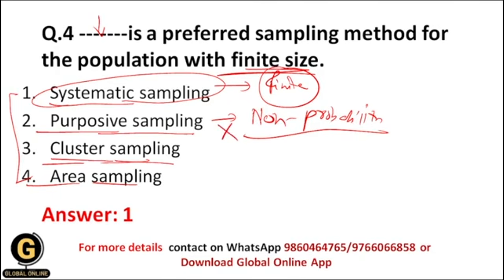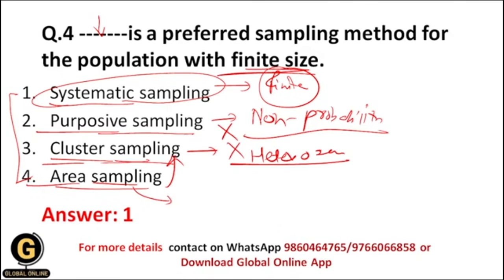Now cluster sampling. As I have told you earlier, within cluster sampling the population is heterogeneous, and as well there is a large number of people in the population. So maybe the population includes an infinite number of people, and that's why this also gets eliminated. Area sampling is again a subtype of cluster sampling only.